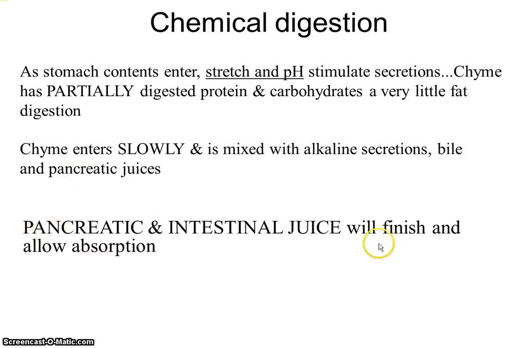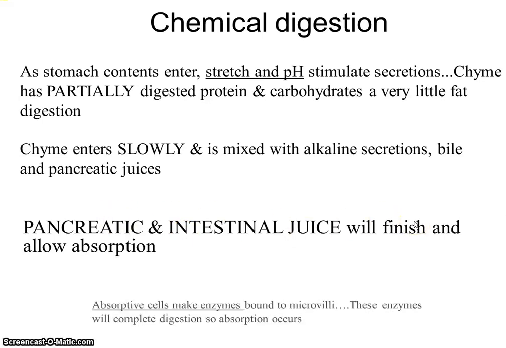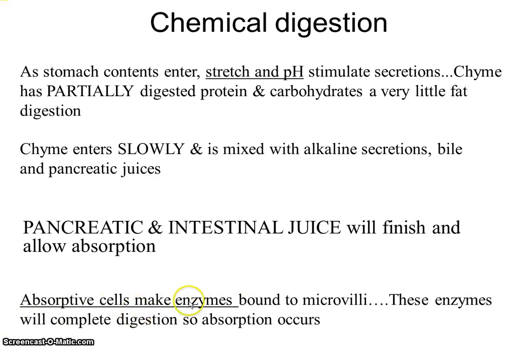So pancreatic and intestinal juice will finish. That's just the term we use for the collective secretions from the pancreas and secretions from the intestines. And if they finish this chemical digestion, then we can absorb. All right? Absorptive cells, right? So intestinal juice is made by these absorptive cells. And these enzymes will complete the final breaking of bonds so that now your proteins, carbohydrates, lipids, and nucleic acids are all small enough chemically to enter into the body and into the blood.